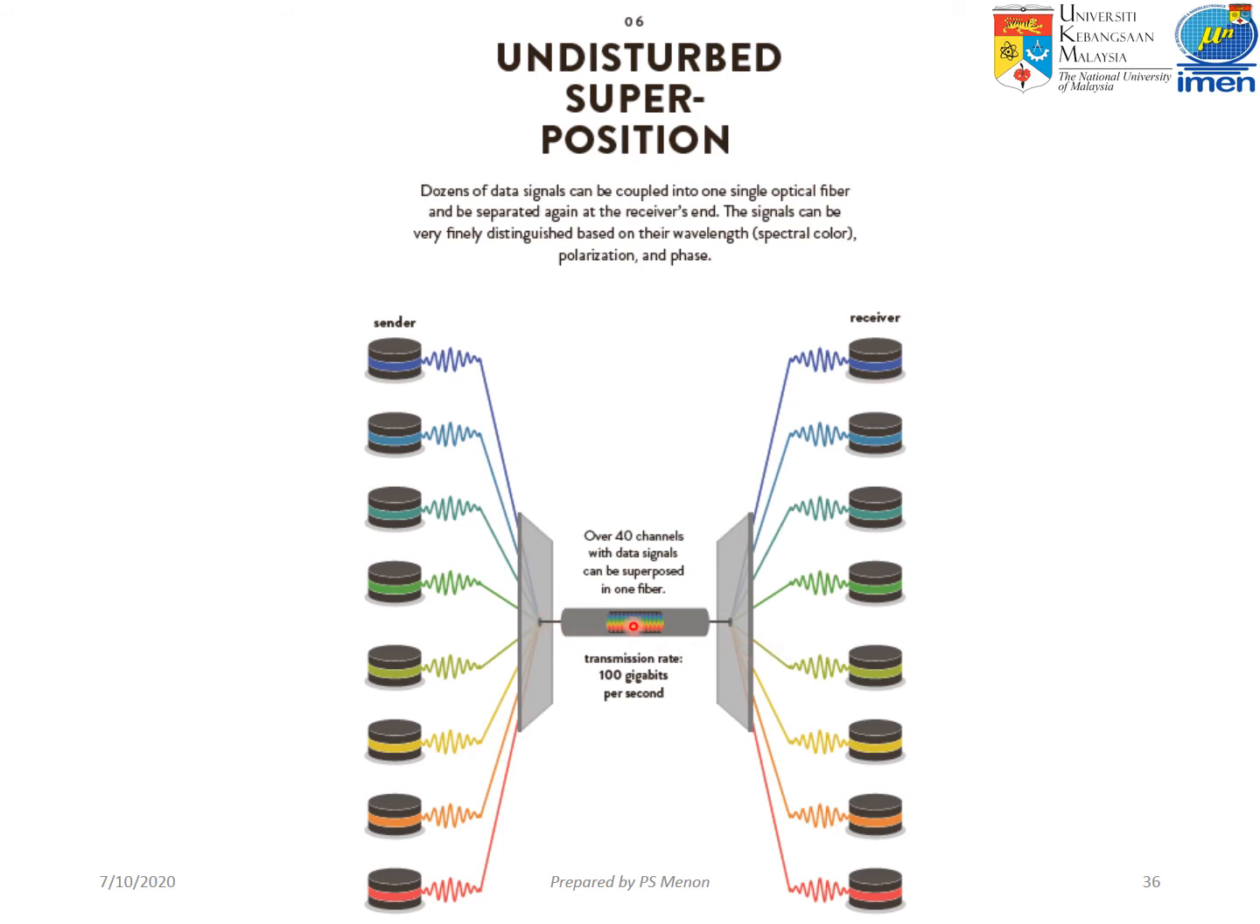In this optical fiber link, there are over 40 channels with data signals, and they can be superimposed on one fiber. And the transmission rate is 100 gigabit per second. So over here is the receiver. So whoever they are sending to receives it back in the original wavelength. So this is called wavelength transmission of optical signals.